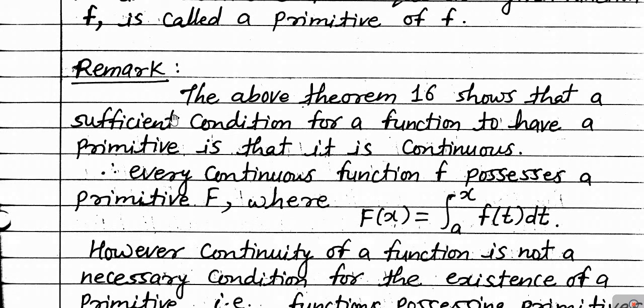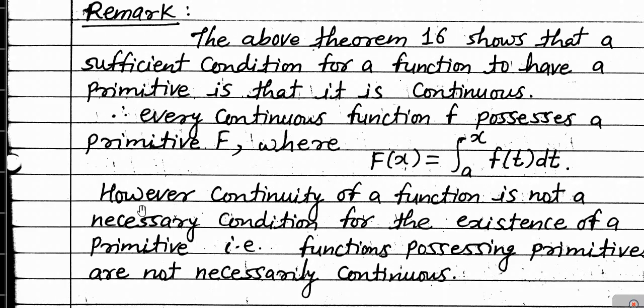Next is one important remark based on the above theorem number 16. The remark is that theorem 16 shows that a sufficient condition for a function to have a primitive is that it is continuous. Therefore, every continuous function small f possesses a primitive capital F, where capital F is defined by the equation capital F(x) is equal to the integration from a to x of f(t) dt.